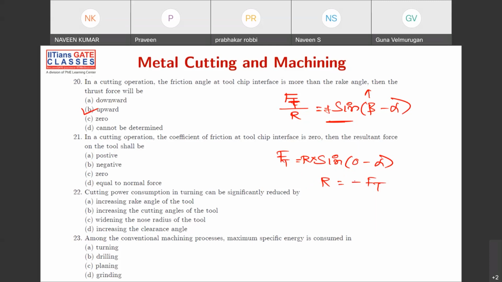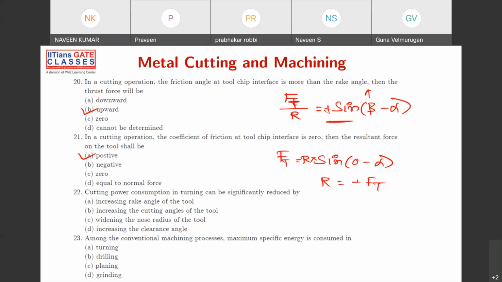It is upwards, no, then it becomes downwards. Yeah, it is positive only. Yes. Who told this answer? A, excellent. Prabhakar, you told A for this question. You told A. Is it for the 21st only? Yes, very good. Very good.